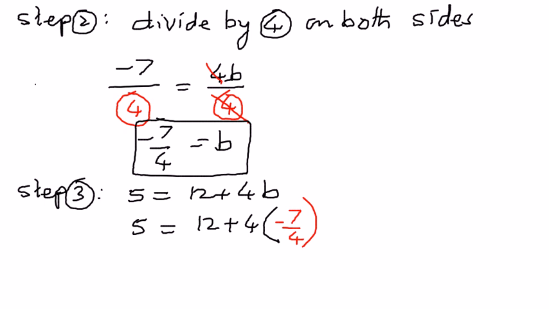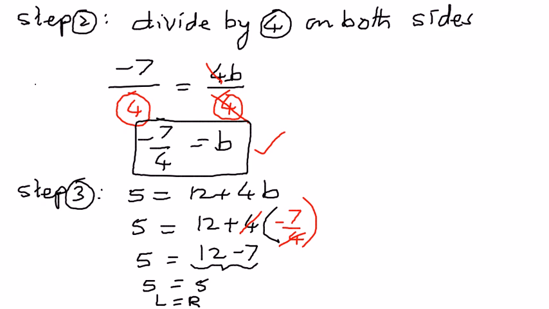And as you can see now, we have a 4 in the numerator, 4 in the denominator. Those cancel out, and when we simplify this is going to be 5 is equal to 12 minus 7, and then the value on the left hand side is 5, and when we simplify this, 12 minus 7 is equal to 5. Therefore the value on the left hand side is exactly equal to the value on the right hand side, and therefore we can come back and then say the value of b, what we have obtained as negative 7 over 4, is exactly correct.